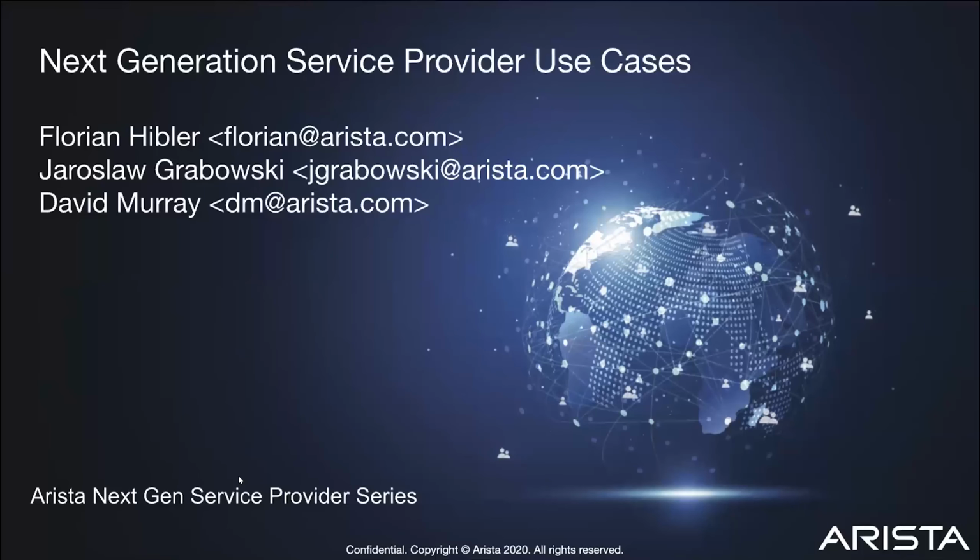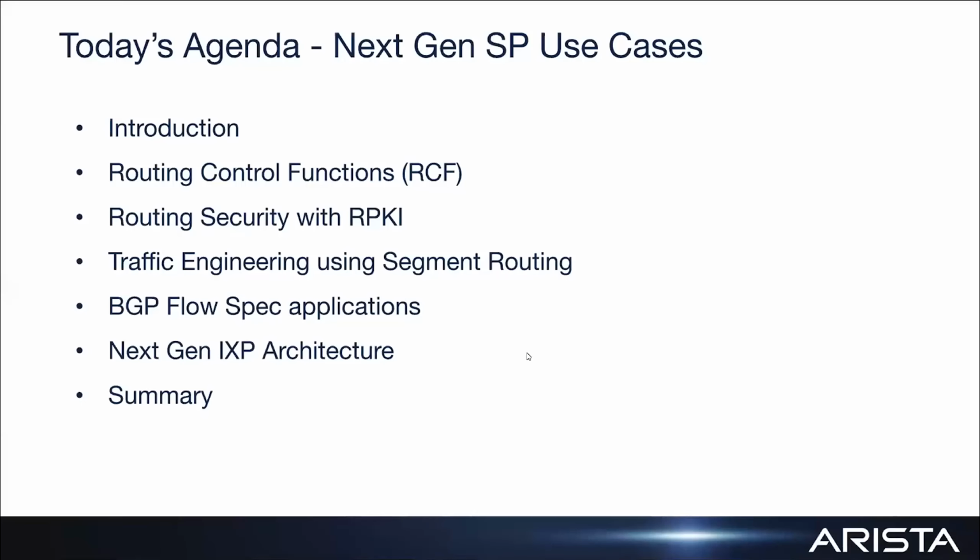Thank you very much, James. So let's take a look at today's agenda. We have a number of exciting next generation SP use cases for you today. First of all, we will look at a new EOS innovation known as Routing Control Functions, or RCF. After that, Florian will be taking you through some routing security with RPKI, and then Yaro will take you through some traffic engineering using segment routing. We'll then take a look at applications of BGP flow specification or flow spec, and then Florian will take us through some next generation IXP architectures.